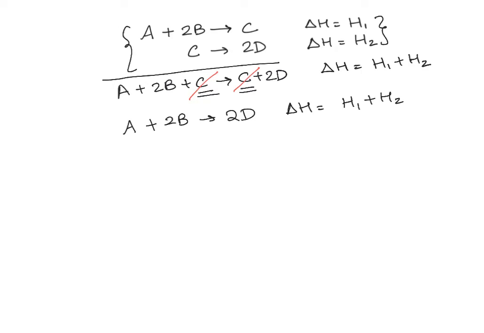So if a reaction is added to another reaction, the delta H's will also be added to find the overall delta H for the overall reaction. And an important consequence of this, or important point about this third relationship, is known as Hess law.